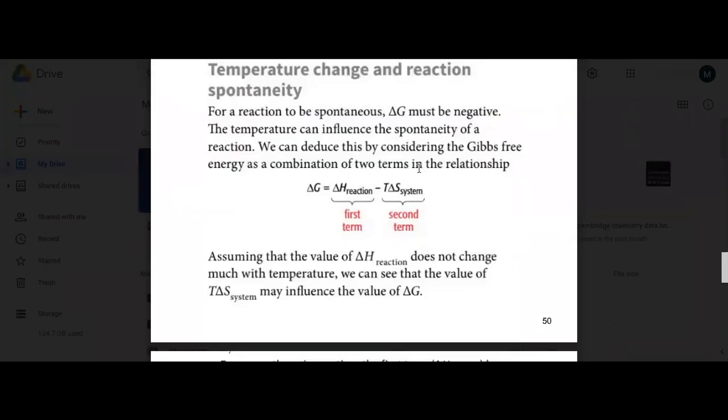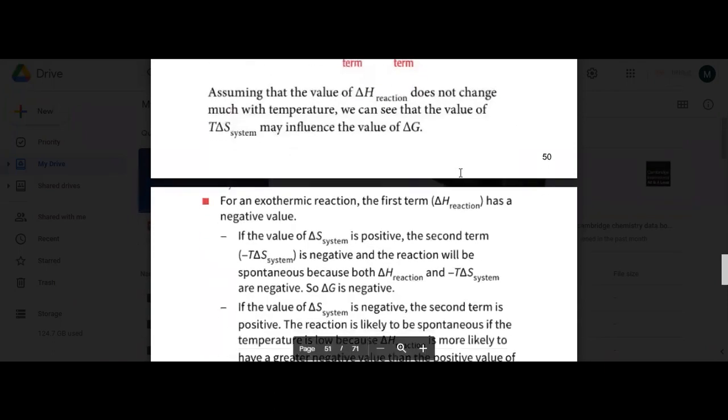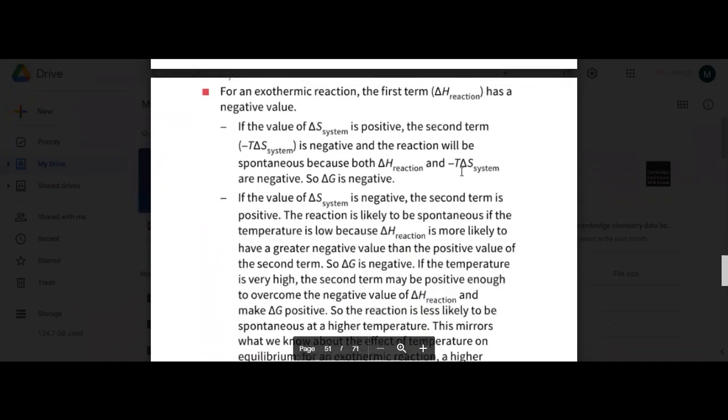So once again, the Gibbs free energy can be used to predict the spontaneity. So what happened in the exothermic reactions? Is it spontaneous or not spontaneous? Okay, let's take a look once again. Delta G equals delta H minus T delta S.